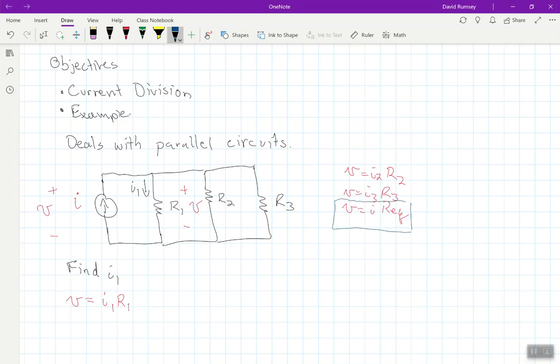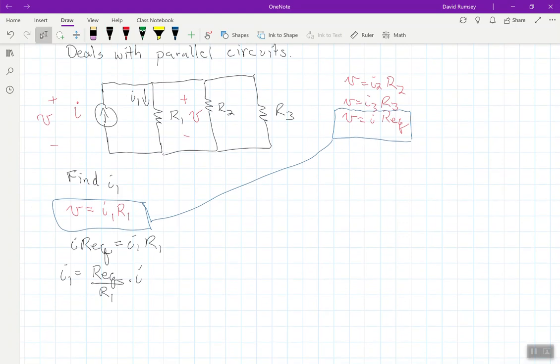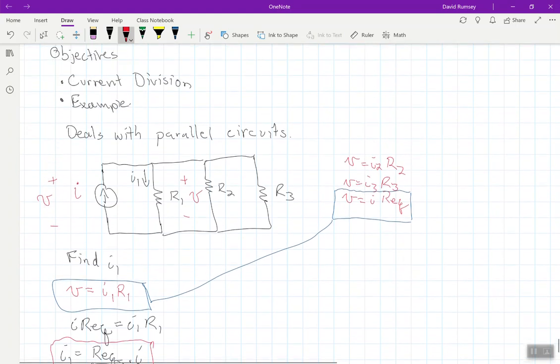That's what we're given. And I can see that I could substitute then for V, or set these equations equal to each other. Since the voltages are the same, I know that I times R equivalent is going to equal I1 times R1. Which of course means that I1 is just simply equal to R equivalent over R1 times my current. Now this is the formula I like to remember, and I like it because it's really just kind of the reciprocal of the voltage division formula.